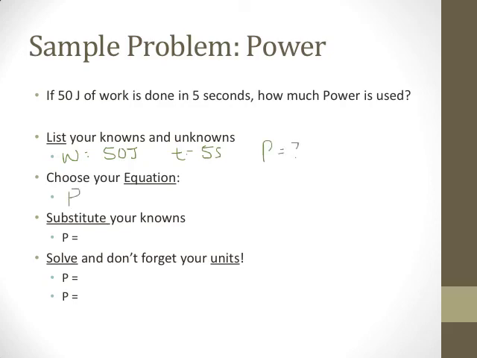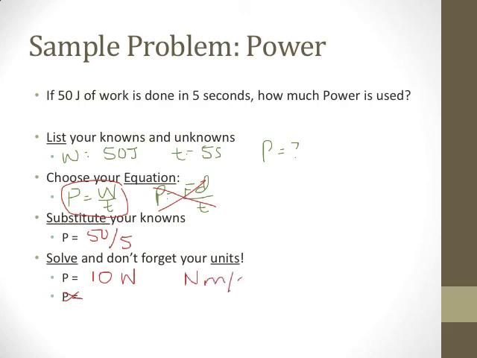Looking at our two power equations, we have power equals work divided by time, and we have power equals FD divided by time. Which one best matches our knowns? Since we know work and time, that's going to be the first one, and not the second one. If we substitute, we're going to have 50 divided by 5. Sorry about the extra P equals there, but that's going to give us 10, and our units are watts with a W, or if you really want to, Newton meters per second.